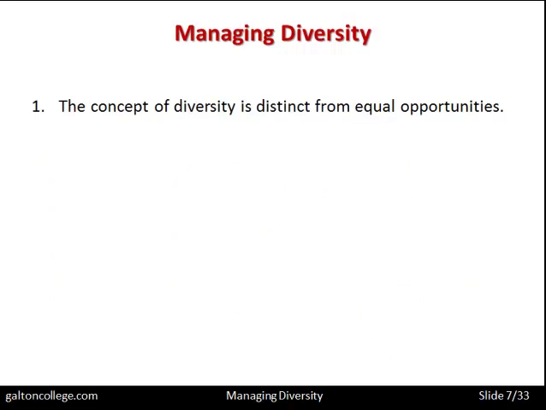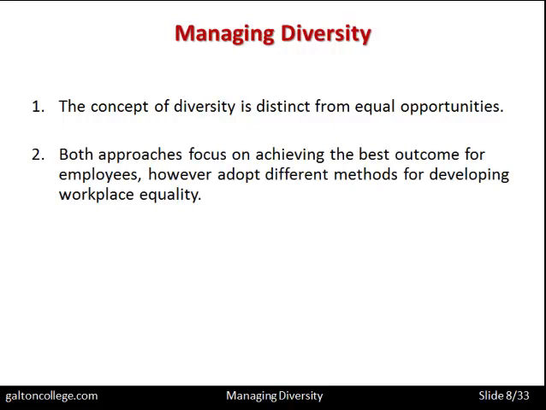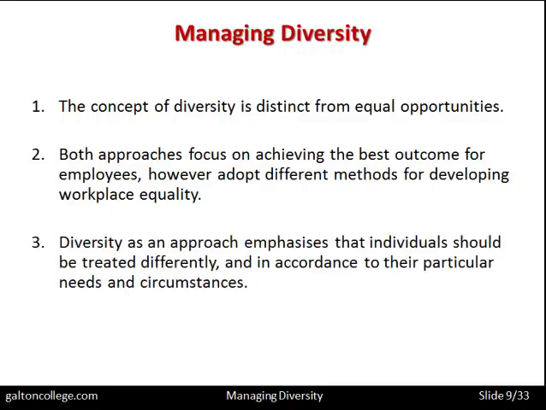The concept of diversity is distinct from equal opportunities. Both approaches focus on achieving the best outcome for employees, however, they adopt different methods for developing workplace equality. So, managing diversity must be distinguished from equal opportunities. Diversity is an approach that emphasizes that individuals should be treated differently and in accordance with their particular needs and circumstances. So individuals should not all be treated the same. They should be treated differently according to their requirements and their abilities and capabilities.